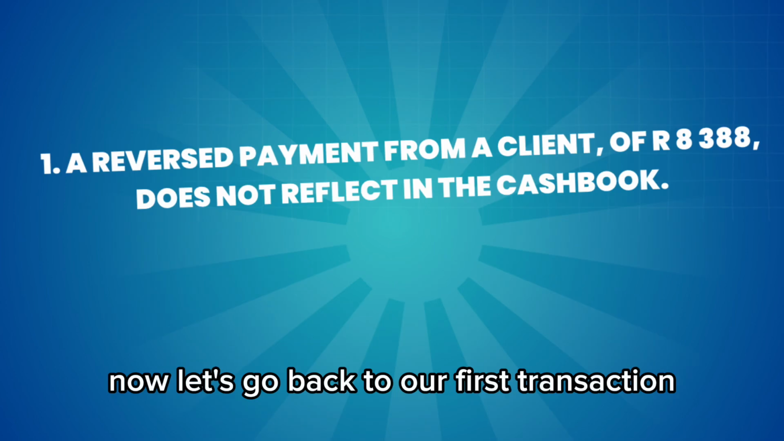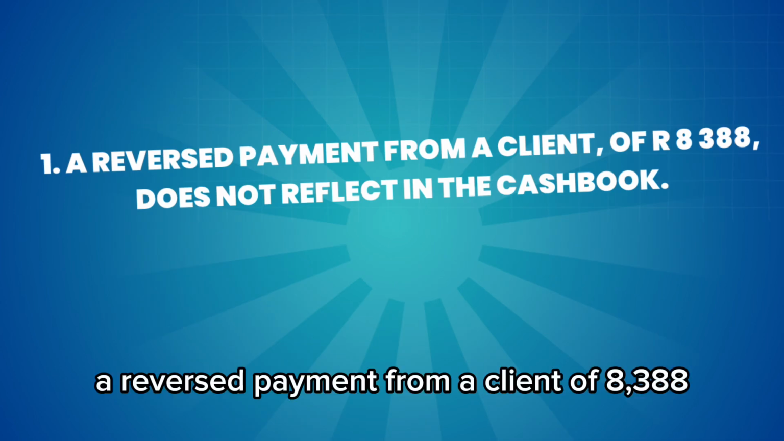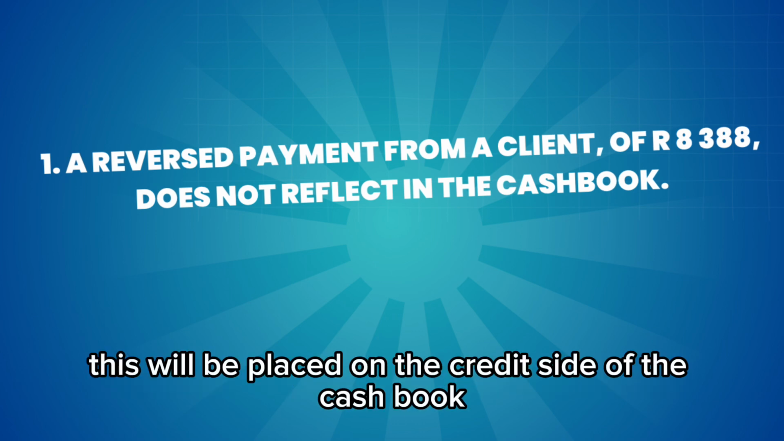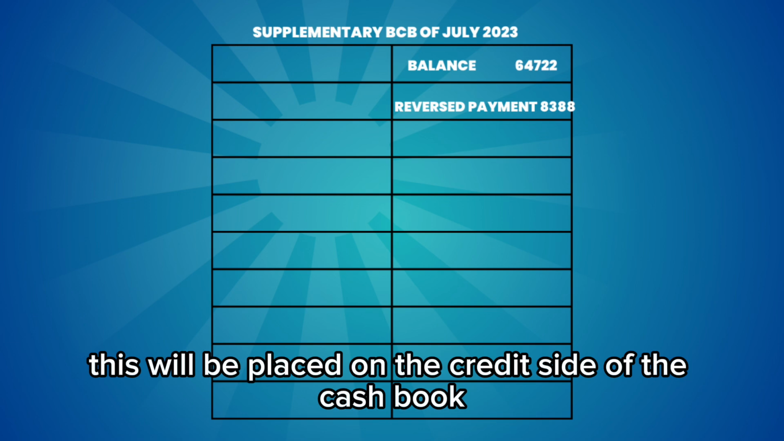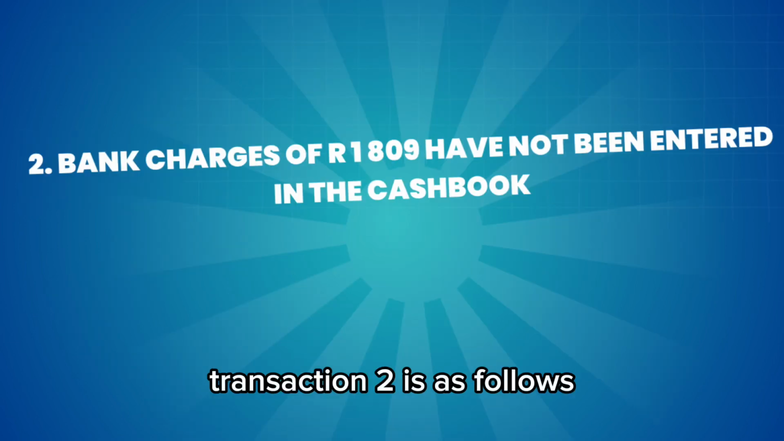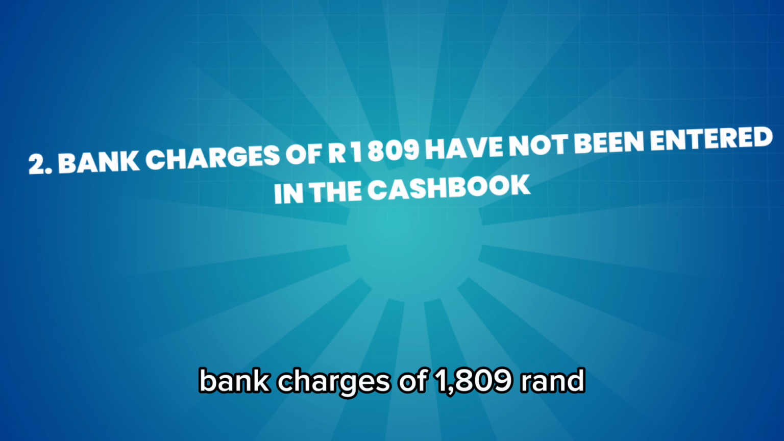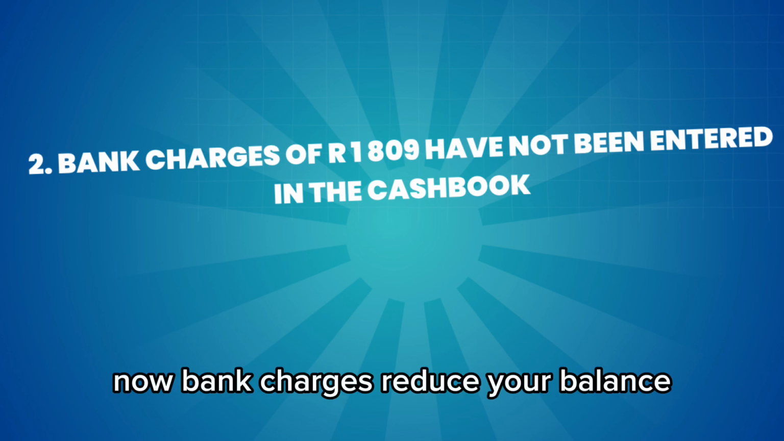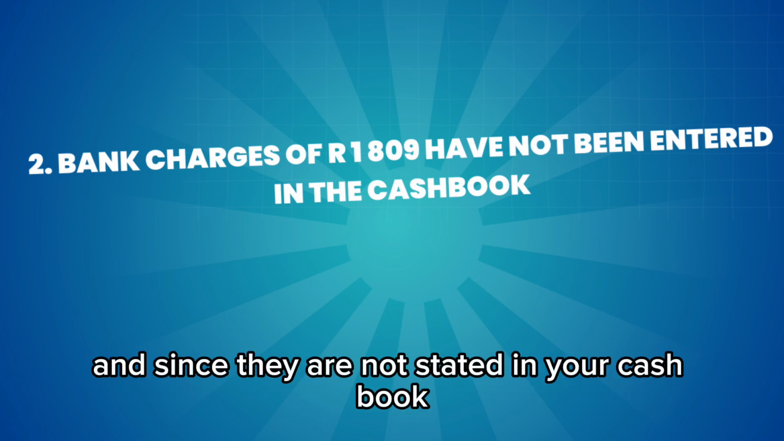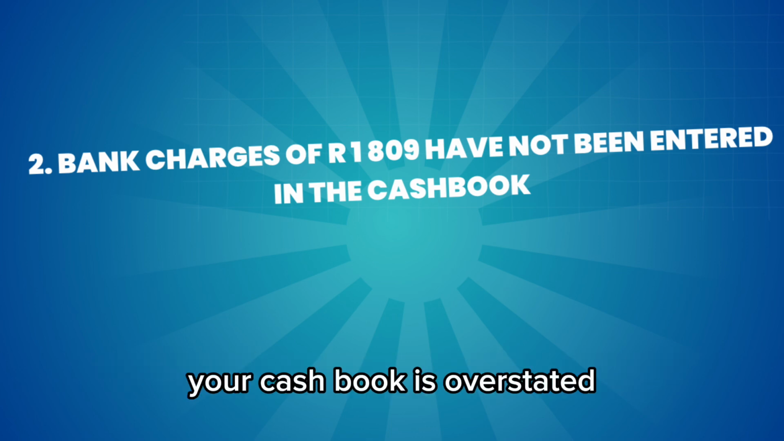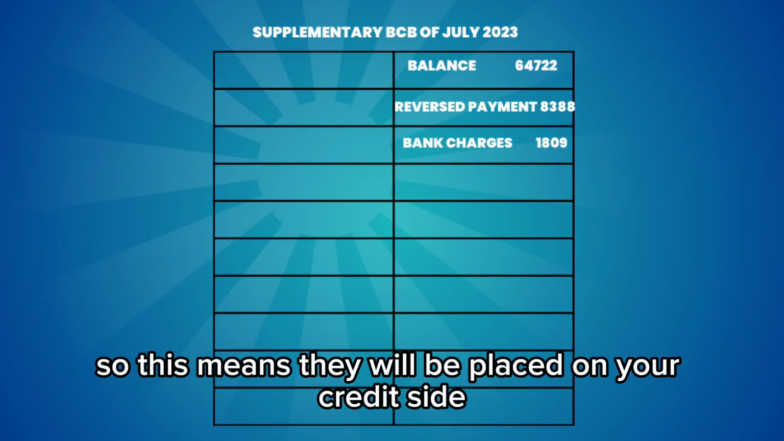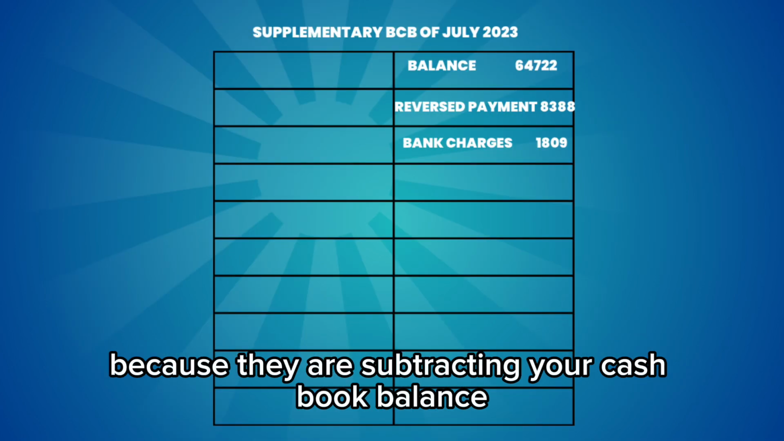Now let's go back to our first transaction. A reversed payment from a client of 8,388 does not reflect on the cash book. As established, this will be placed on the credit side of the cash book. Transaction 2 is as follows. Bank charges of 1,809 Rand have not been entered in the cash book. Now, bank charges reduce your balance, and since they are not stated, your cash book is overstated. So this means they will be placed on your credit side because they are subtracting from your cash book balance.